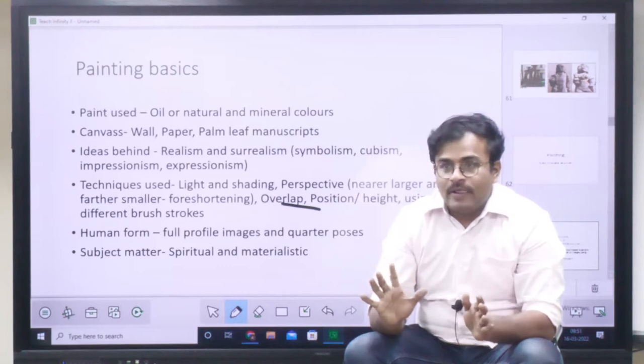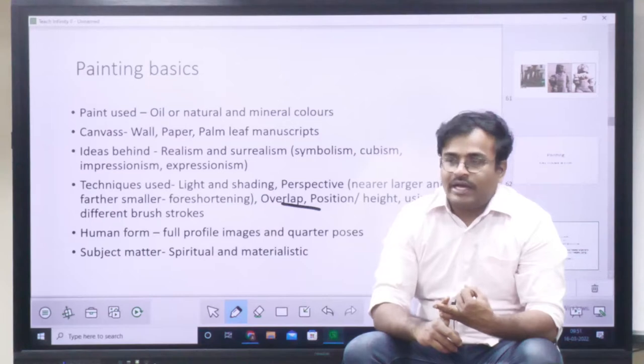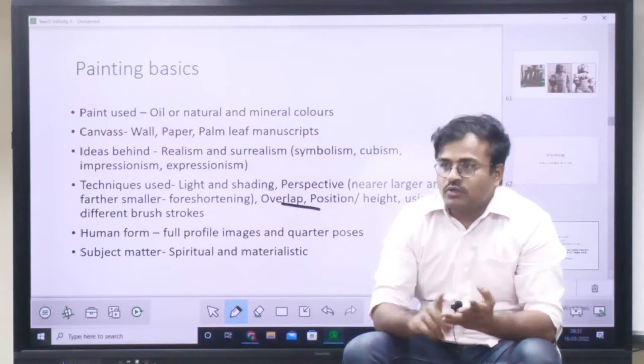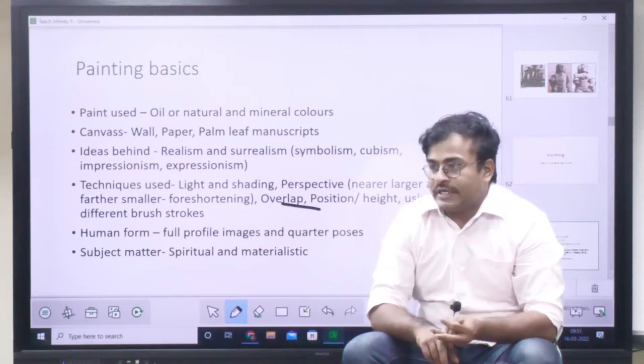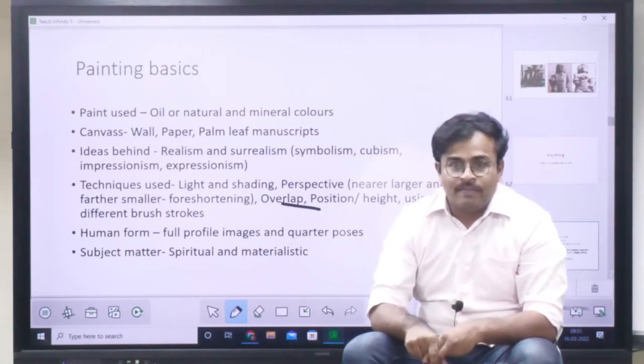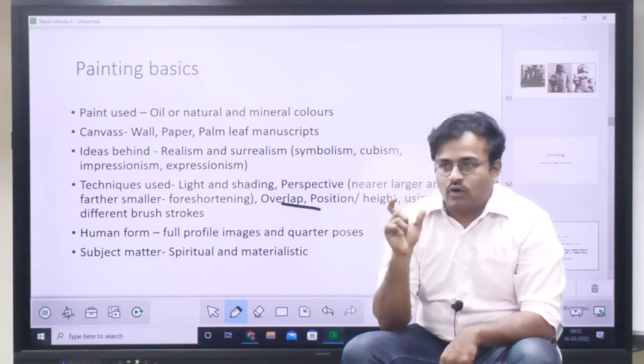Are you understanding what I'm trying to say? So there is no respect for perspective code, and no respect for time also. I'll show some images, then you'll understand this better. So this is one school which emerged, which is known as cubism. You know about this person called M.F. Hussain, a very famous painter of India. He belongs to the same school called cubism. I'll show the images and talk more about it.